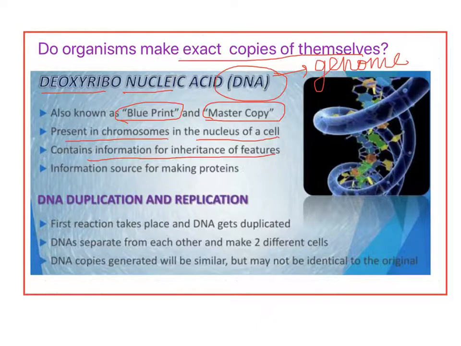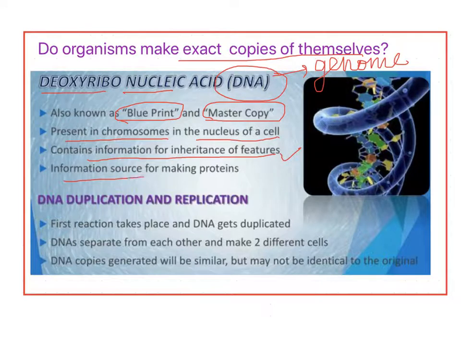This DNA has complete information. How will the new organism look? What kind of hair will it have? What will be the height? What are the features? What is the skin color, eye color, the shape of the body? This complete information this DNA is having. That is why your DNA is considered the blueprint.